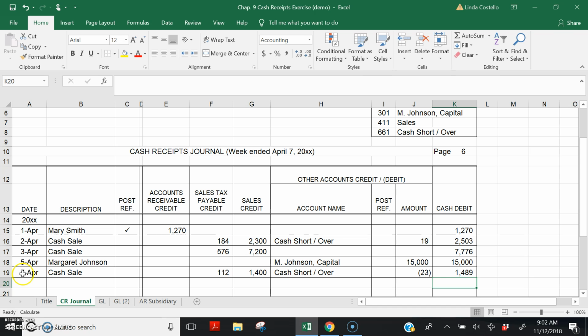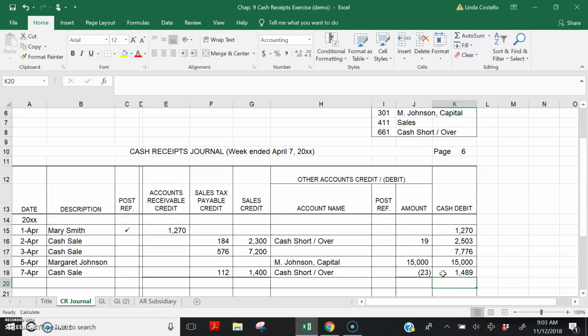Date, April 7th. Cash sale. Credit sales tax payable, $112. Credit sales, $1,400. In the other accounts debit credit column, the account name is cash short or over, and we need to debit that account, so write a negative $23 in the amount column, then debit cash $1,489.